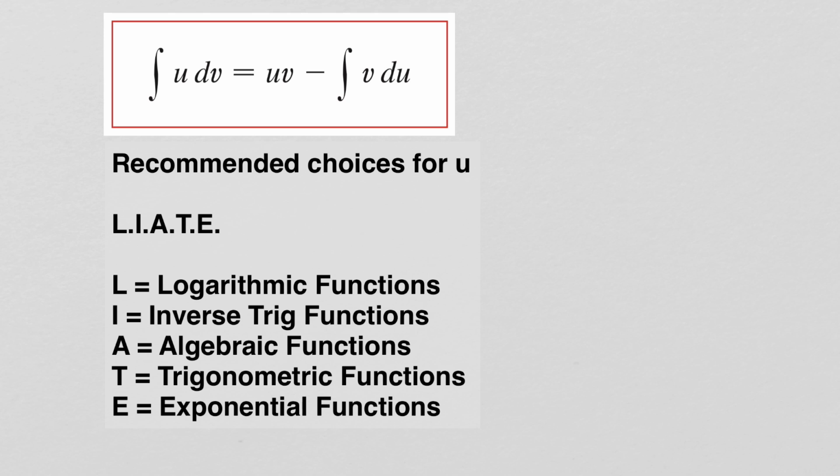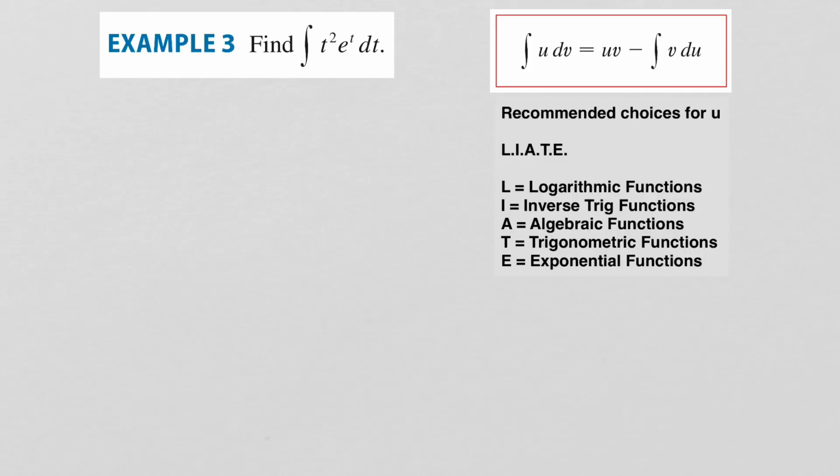So this will provide you with some guidelines for what to let u be equal to. Please understand that these are only guidelines and it is not always going to produce a successful outcome. Let's take a look at an example. So here we have the integral of t squared times e to the t.